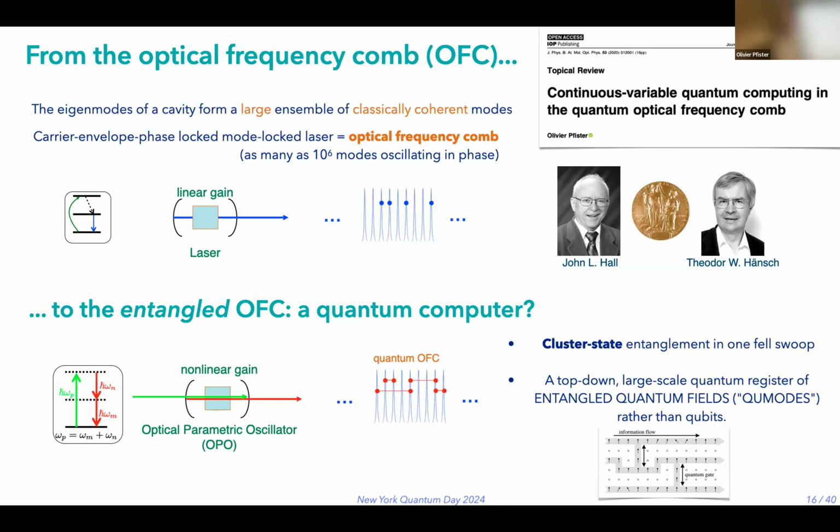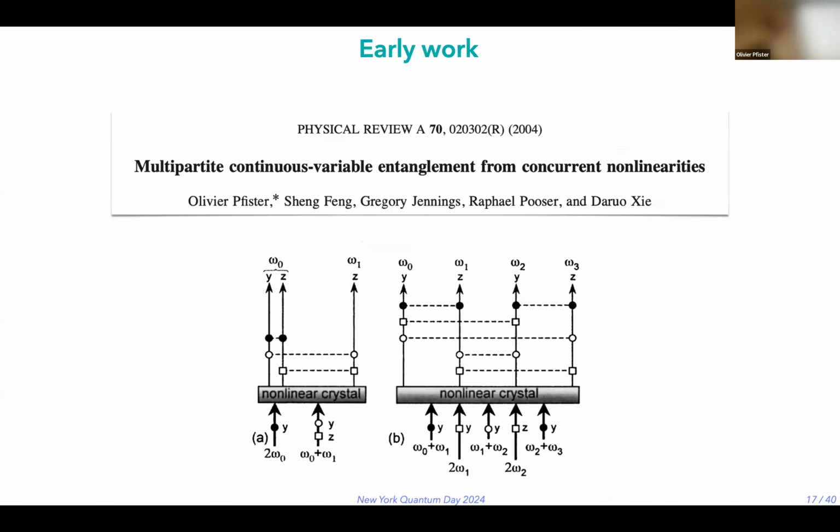I wrote a review in the Journal of Physics B. I'm writing another review, but people are probably going to kick me out because I'm taking too long. Yeah, but I'm working on it. But this is the paper where we did that first in 2004. I'm not going to go through this, but there are different bumps, this thing entangling the different frequencies of a comb and trying to make a particular state.